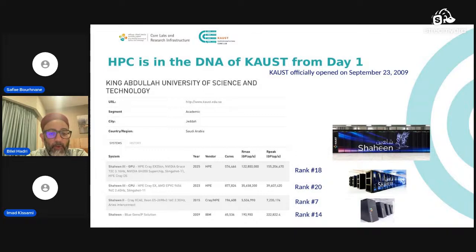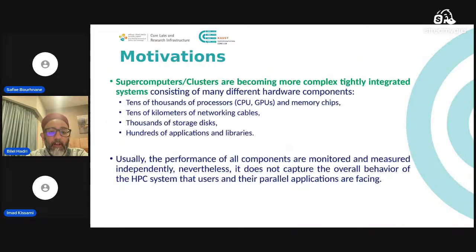It is pure CPU, with close to 877,000 AMD Genoa cores. Then 6 months ago, we finally got our Grace Hopper system with 2,800 GPUs. So we have a history, and we need to make sure that the hardware and software are functioning as expected.